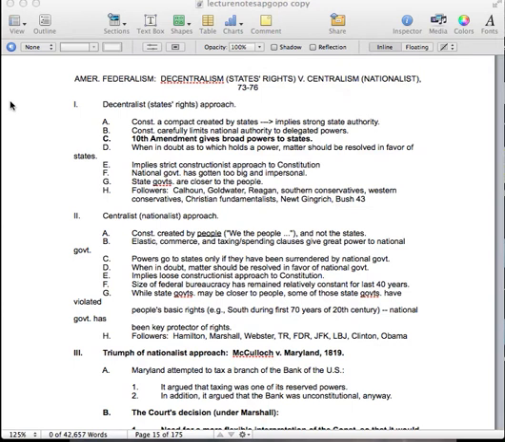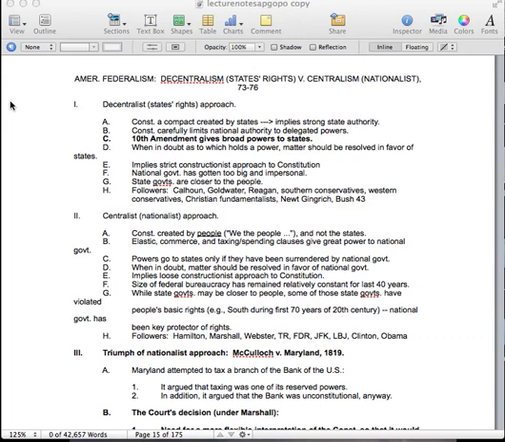Now, the centralist approach, the nationalist approach. Constitution created by the people, we the people, and not the states. So again, the states are not the ones with the power, but the national government is. A couple things really important to remember here are the Elastic Clause and the Commerce Clause. And what are they? Well, you look up the Commerce Clause, but it has to do with trade and the power to regulate trade between states and the federal government. They have the power to do that.